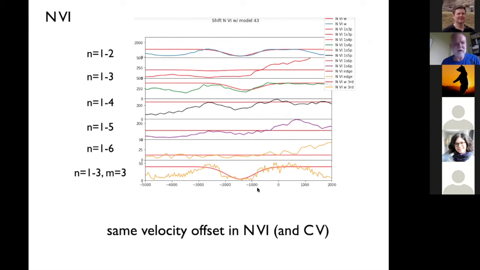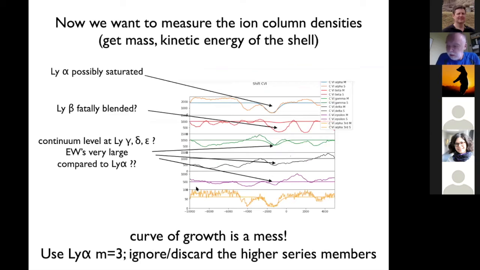We did the same thing for nitrogen 6, just as an example, same velocity offset, so that reinforces our confidence that what we're doing is more or less correct. And this is a summary of the argument I gave you earlier. Lyman alpha is possibly saturated, but Lyman beta is not usable, and the continuum levels at the other Lyman series members are too flippant to be able to actually make a curve of growth that is interpretable in simple terms. And so we're going to ignore and discard the higher series members and just use the Lyman alpha profile, and we'll use the m=3 profile, the third order profile. And then we'll get the mass and kinetic energy of the shell.